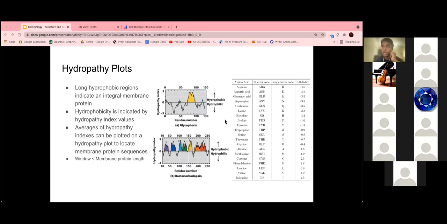One last thing to add is that the window of amino acids should typically be a lot less than the length of the membrane protein. If the window is too big, then you risk missing certain regions of hydrophobic amino acids.